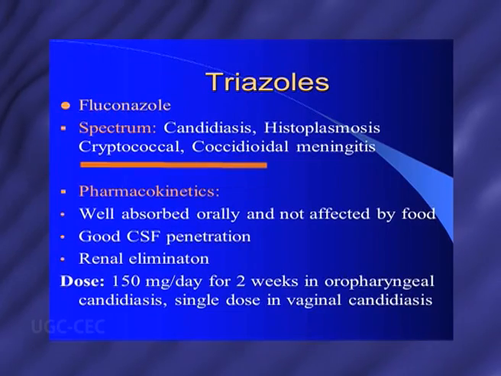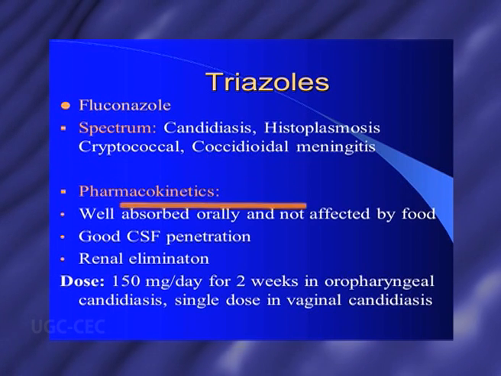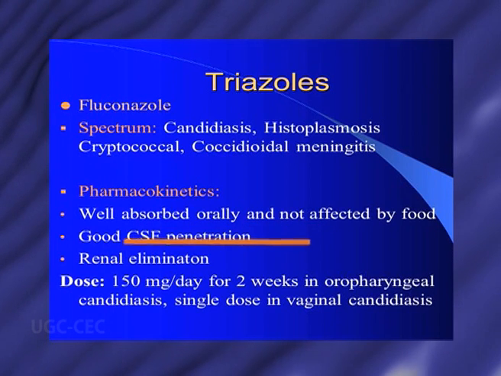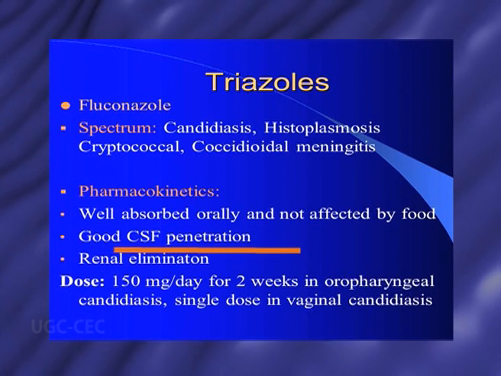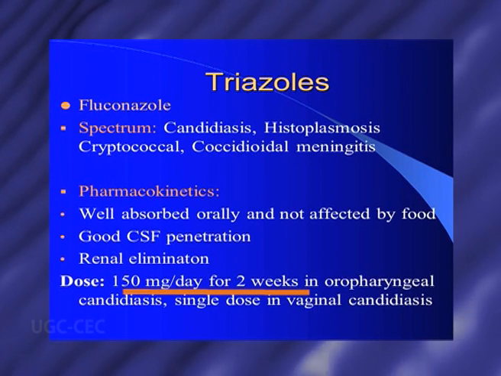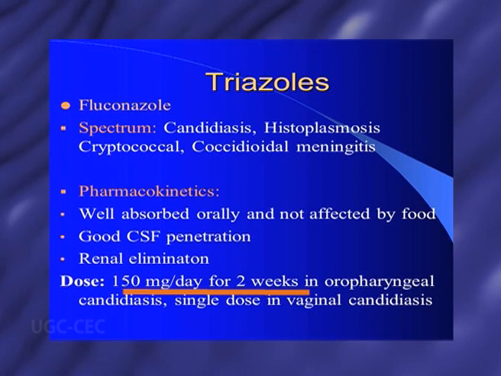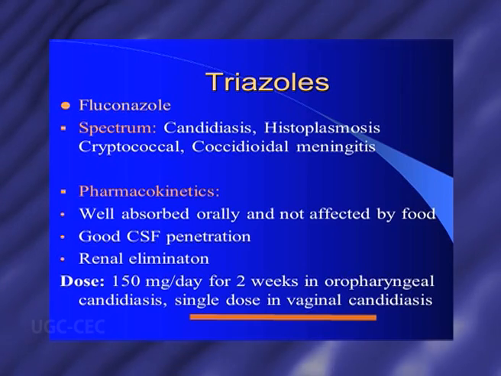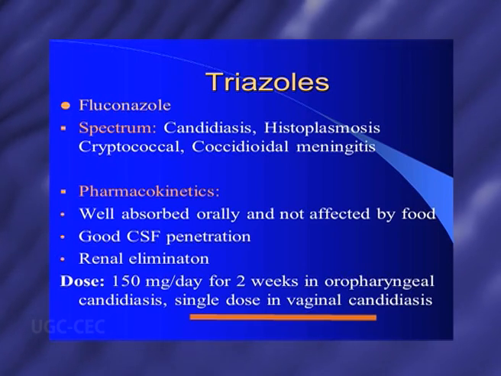Triazoles. Fluconazole is very commonly administered systemically. It has a wide spectrum of antifungal activity. It is active against Candida, Histoplasma, Cryptococcus and Coccidioides. It is well absorbed orally and this absorption is not affected by food. It has a good penetration into the central nervous system. The drug is eliminated by the kidney and the dosage is 150 milligrams per day for 2 weeks in case of oropharyngeal candidiasis. In case of vaginal candidiasis, a 150 milligram single dose administration would suffice.